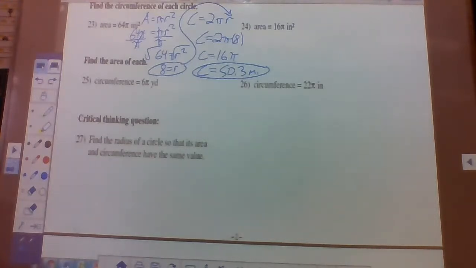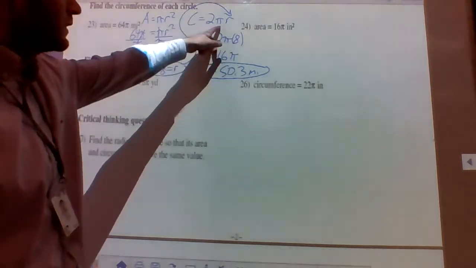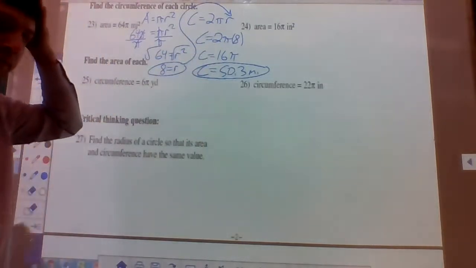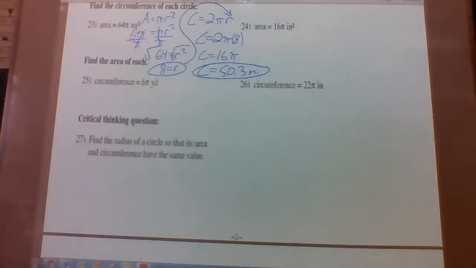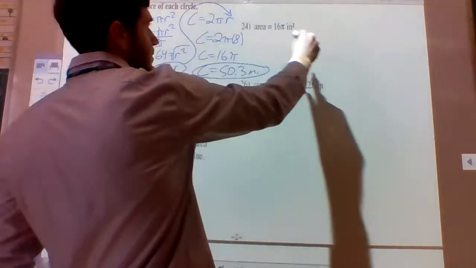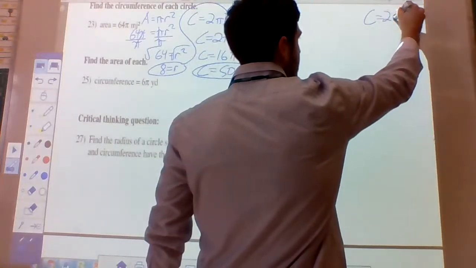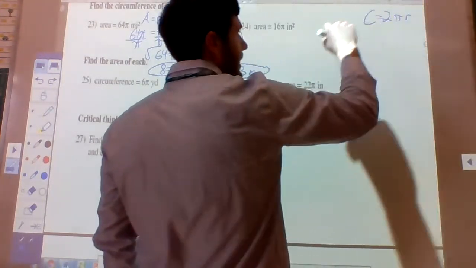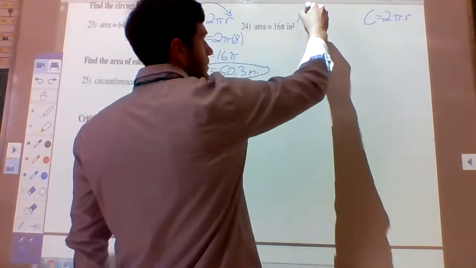So we want to use the area equation to find the radius. Then we plug the radius in to find the circumference. Okay, 24. Area equals 16 pi. We want to find the circumference. So circumference again is 2 pi r. So we need the radius. So to find the radius, we're going to use the area equation.